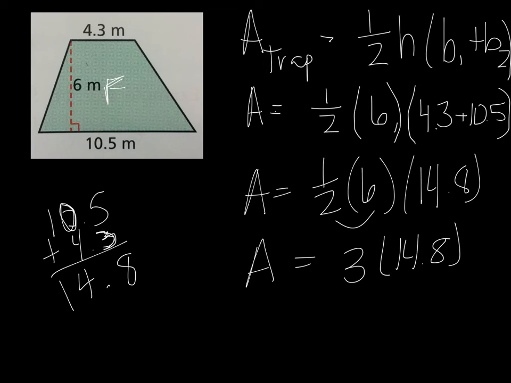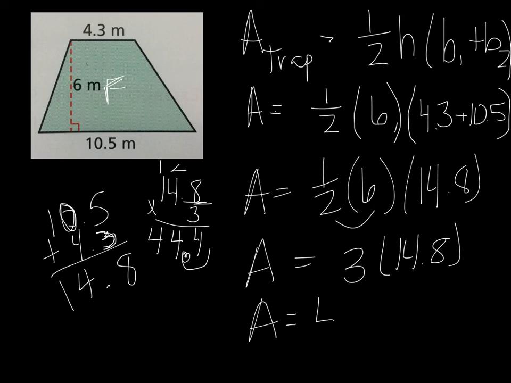Okay, so let's do that. I'm going to try to do this really small, but the stylus isn't marking very well. Okay, 8 times 3 is 24. 3 times 4 is 12, plus 2 more is 14. 3 times 1 is 3, plus 1 more is 4. So there's one number to the right of my decimal point there, so I need to bring my decimal point back one number. So the area of this trapezoid is 44 and 4/10 meters squared.